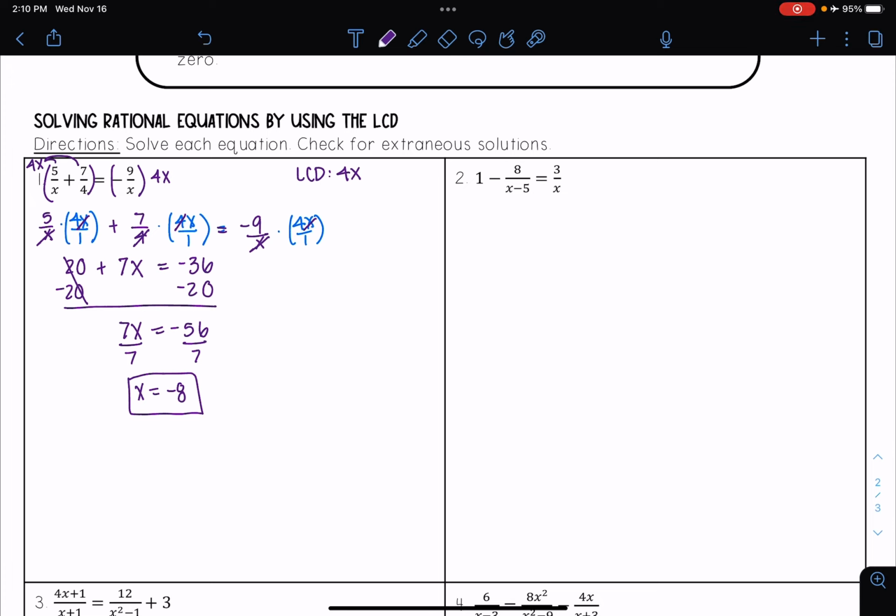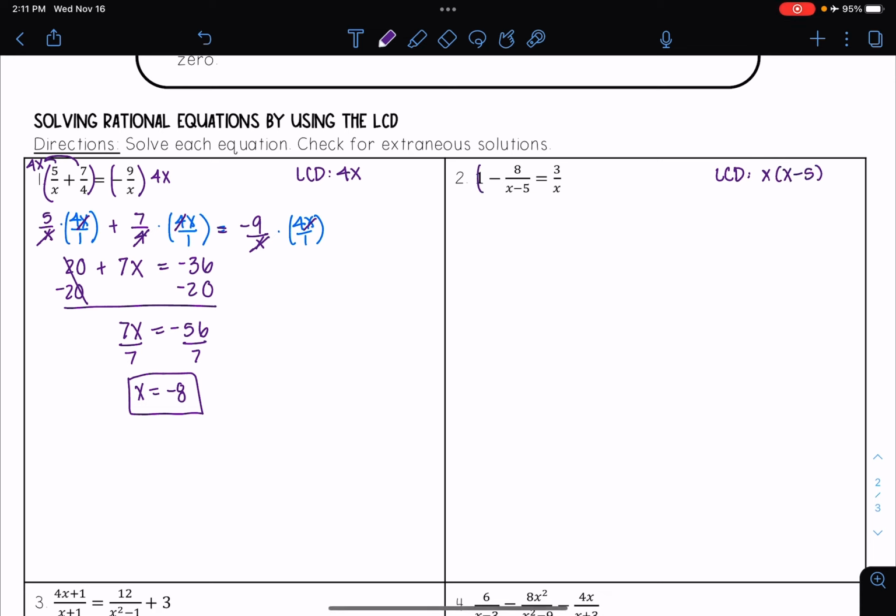Okay, let's look at this next one. I have 1 minus 8 over x minus 5 is equal to 3 over x. I want to get rid of all my fractions, so I need to multiply by the least common denominator. My 1 doesn't have a denominator, but my other denominators are x and x minus 5. That means my least common denominator is x times x minus 5.